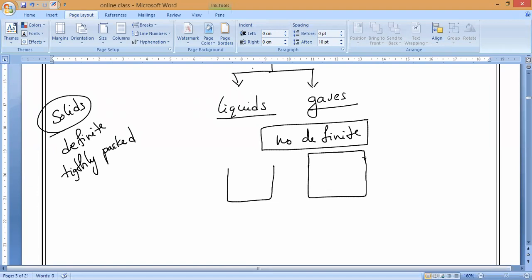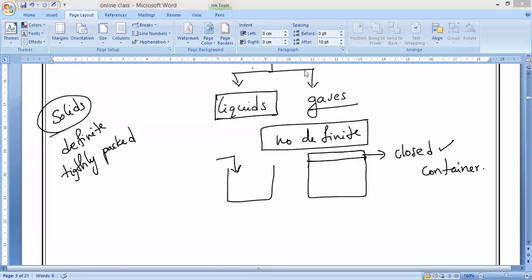Now, gases we have to keep in open containers or closed containers? Always in closed containers. Liquids we can keep even in open containers, but some liquids we have to keep in closed containers because they will evaporate fast.